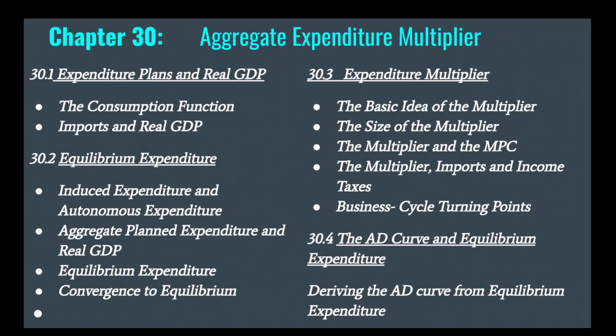30.3 Expenditure multiplier. The basic idea of the multiplier, the size of the multiplier and the MPC, the multiplier, imports and income taxes, business cycle turning points. 30.4 The AD curve, or aggregate demand curve, and equilibrium expenditure. Deriving the AD curve from equilibrium expenditure.